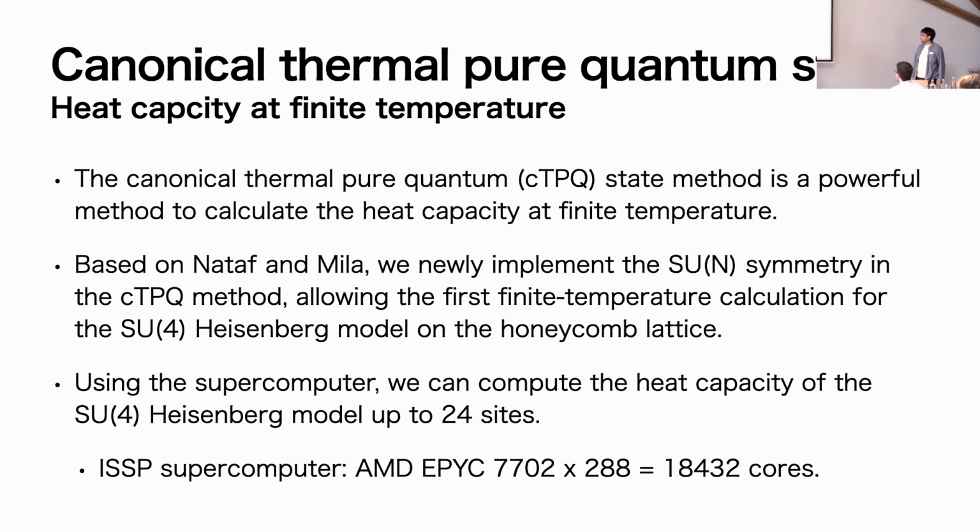Using a supercomputer, we can compute the heat capacity of the SU(4) Heisenberg model up to 24 sites. 24 sites is very large because if we translate this number to the spin-half system, it's 48 sites. So if we count the dimension of the Hilbert space, it's state of the art.